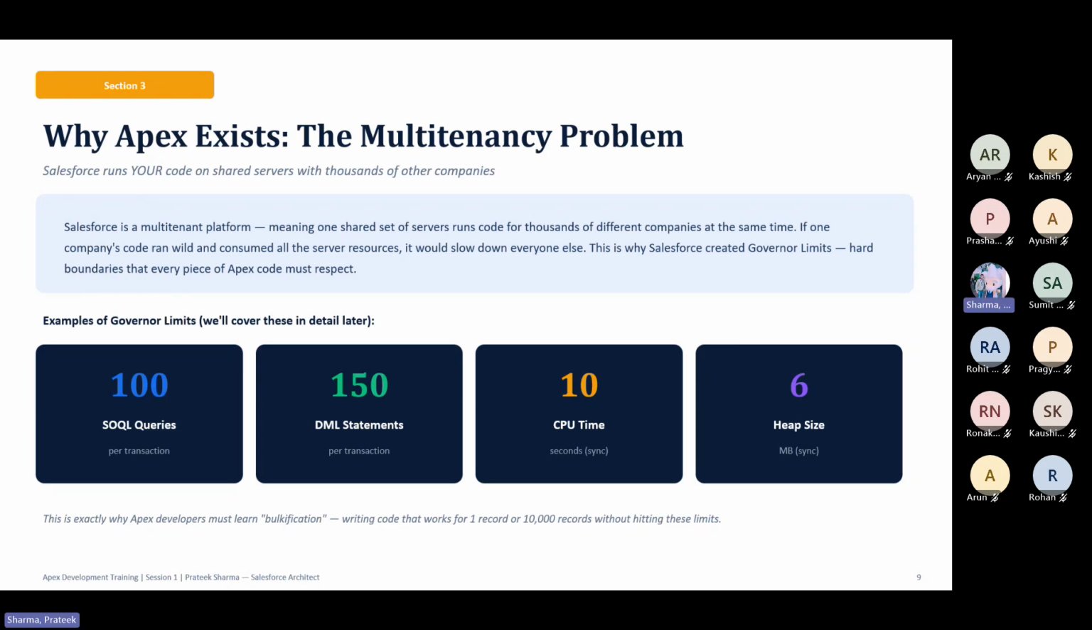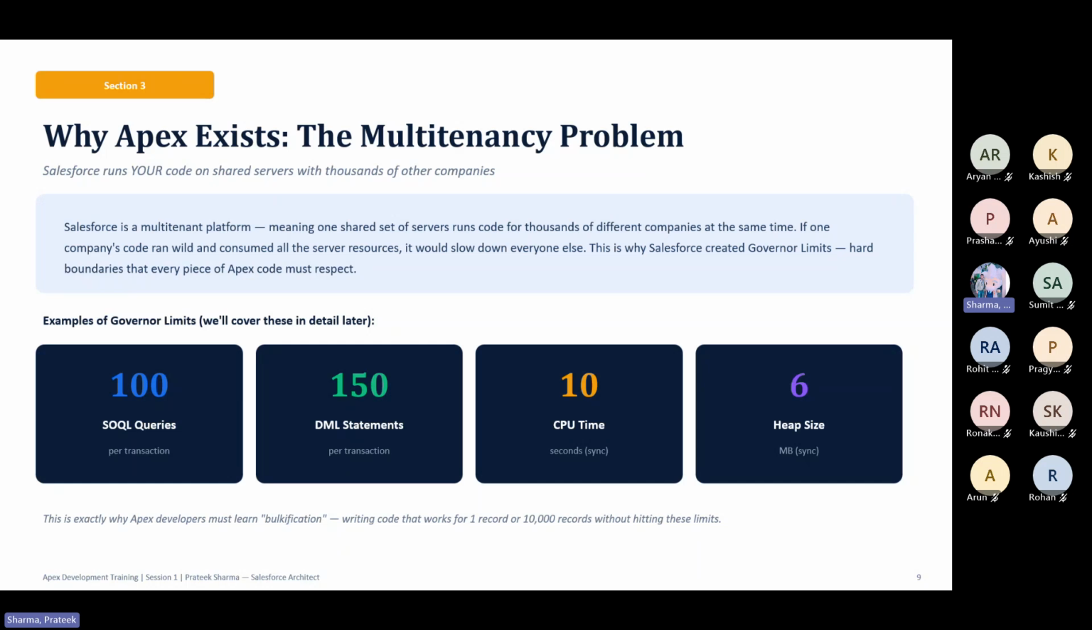Okay, we have DML statements. If you are doing any insert, update, delete, or upsert operations, you can have a maximum of 150 DML statements per transaction, right? So that is also a limit. Then CPU time: if you are using more complex Apex calculations, CPU time will be calculated based on that, and there is a limit for that also. Heap size: if you are storing data or a value in a variable, that increases the heap size. There is a 6 MB heap size limit in Salesforce, so we need to respect that also.